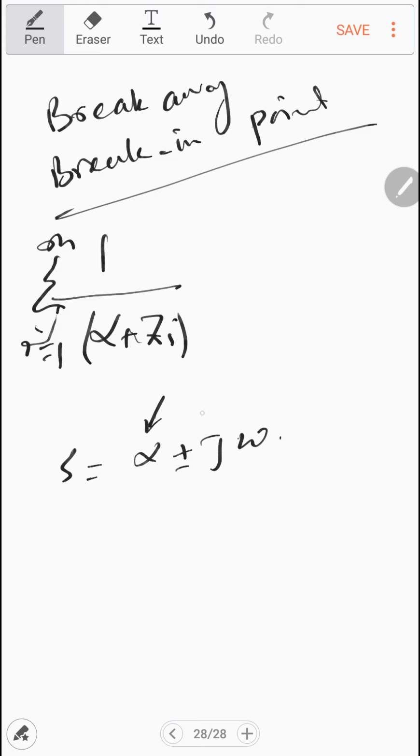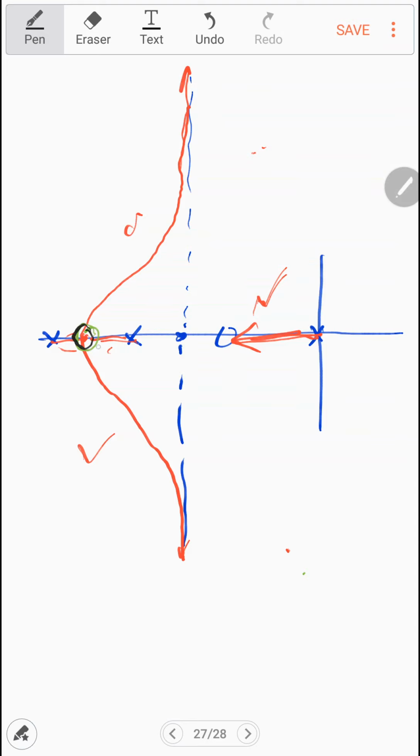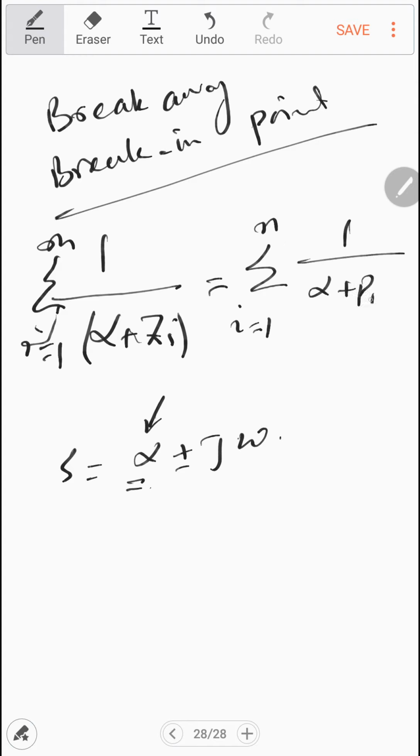We are interested in the real axis point, because for the breakaway point we find the value on the real axis where the locus will enter into the complex plane. Similarly, the break-in point is the point on the real axis, alpha, where the locus will come back into the real axis. That is why we replace s by alpha. So this will be equal to the summation, i equal to 1 to n, of 1 over alpha plus pi. If we use this relationship, we can easily find the breakaway and break-in points.